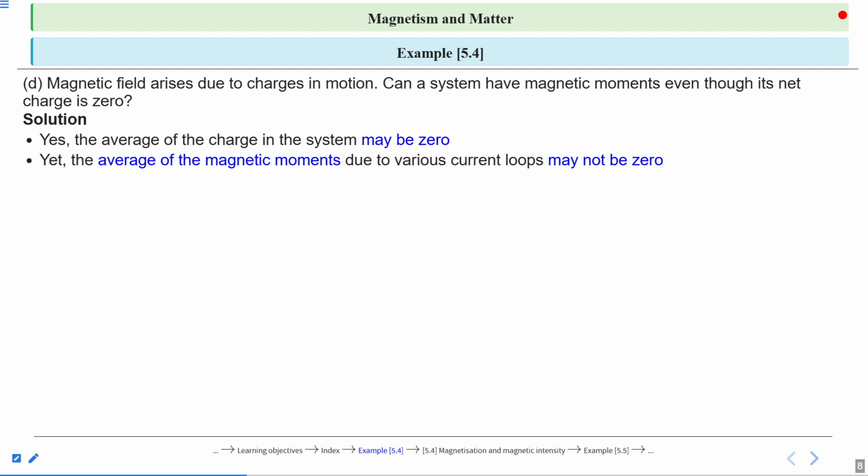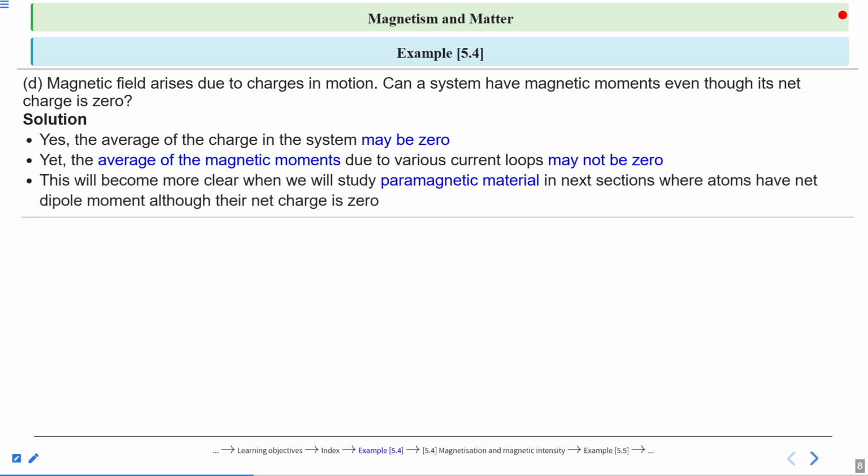What are the current loops? Due to the movement and revolution of electrons within the material, there are various current loops, due to which the average of magnetic moment may not be 0. It may be 0, it may not be 0. This will become clearer when we study paramagnetic materials in the next section, where atoms have a net dipole moment although their net charge is 0.